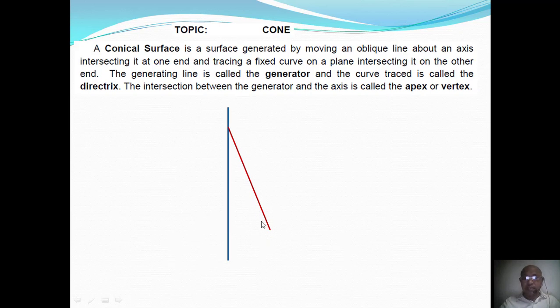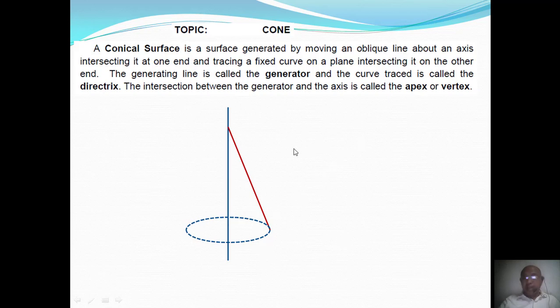Now notice that when you revolve this about the line, then you can trace here a circle at the base. So let us revolve. When you revolve, this will trace also a surface. The surface traced by this red line is what we call a conical surface. And this red line is what we call the generator. Then this top here is what we call the vertex or the apex. The trace here is what we call the directrix.